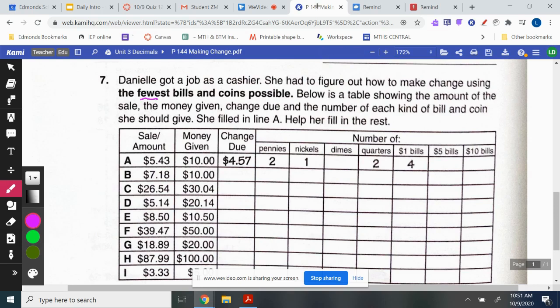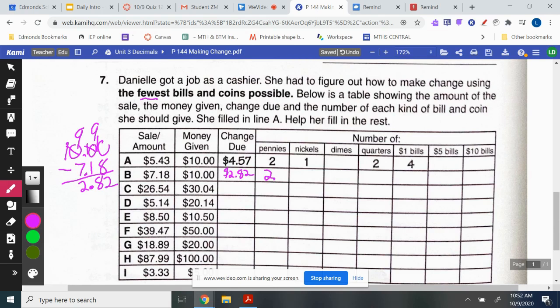So let's start with B. I have $10, and I'm going to subtract $7.18. So I'm going to change this to a 9, and now I have 10 tenths. 10 hundredths minus 8 hundredths is 2 hundredths. 9 tenths minus 1 tenth is 8 tenths. Sorry, all the numbered letters are getting in my way. 9 minus 7 is 2. So her change due is $2.82.